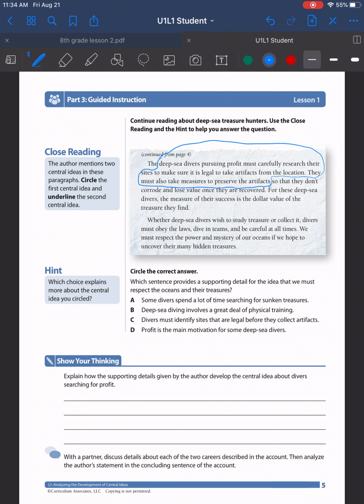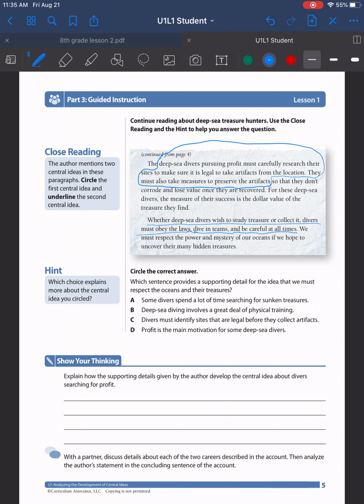Now, is the main idea of that tiny paragraph that we must respect the power and mystery of our ocean? Or is it that deep sea divers, no matter why they're down there, have to obey laws? I believe it's that second one. I believe that whether deep sea divers wish to study treasures or collect them, they must obey laws. And I guess you could underline the rest of that sentence: dive with their team, be careful at all times. Okay, so that whole thing could be the main idea.